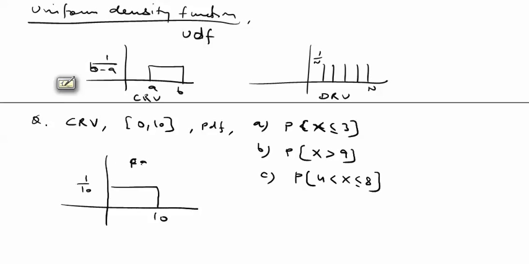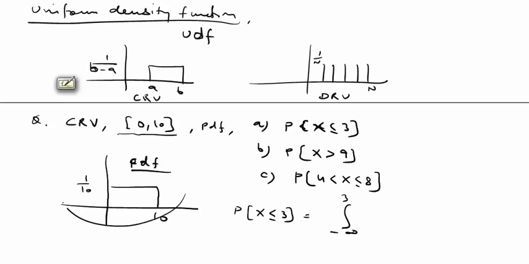PDF, probability density function, for a uniformly distributed variable in the range of 0 to 10. First I want to calculate the probability, so I apply the formula for this function. The mathematical expression is 1 by 10 for the range of 0 to 10, otherwise 0.